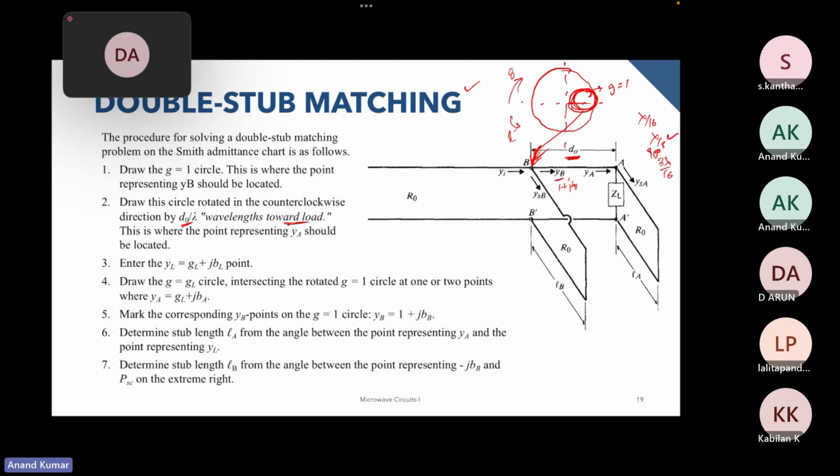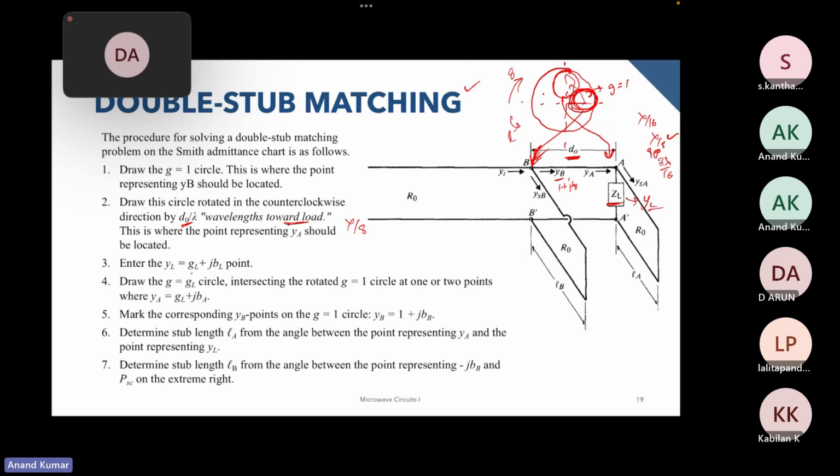So if we choose d naught as, for example, lambda by 8, this circle we can translate it in this direction. So the circle will come over here. And now this circle corresponds to this junction A dash. Okay, so we shift the circle over here, and then we plot the value of ZL. So we will enter the value of ZL, for example. So we come from ZL, we'll find out YL. Small, we will normalize this and then find out YL.